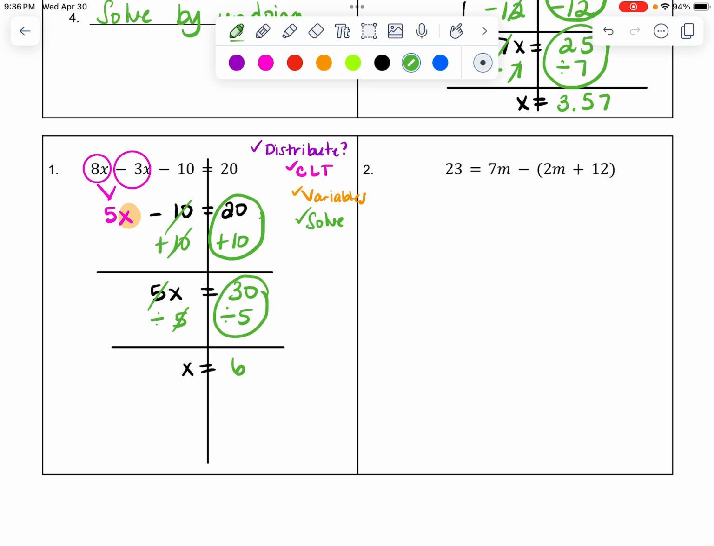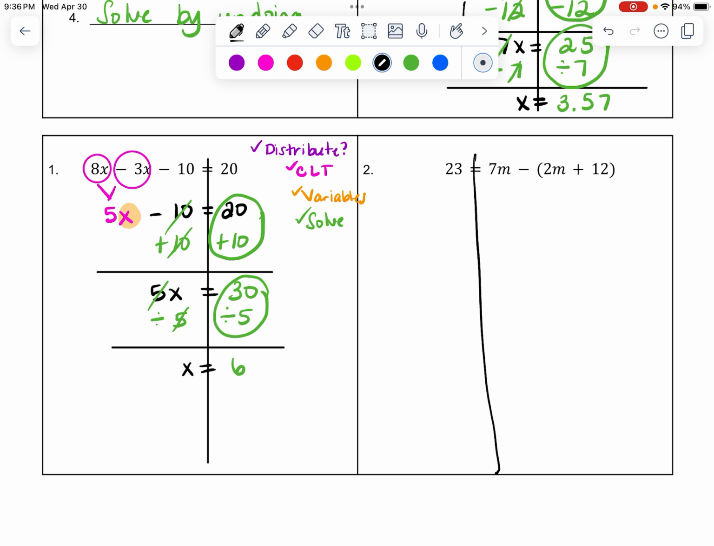Now again, these steps are the steps in which you think through a problem. It doesn't mean you always have to distribute or you always have to combine like terms. You just have to check to see if it's necessary. Let's try the next problem.